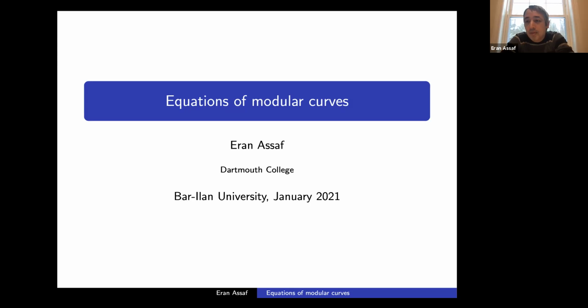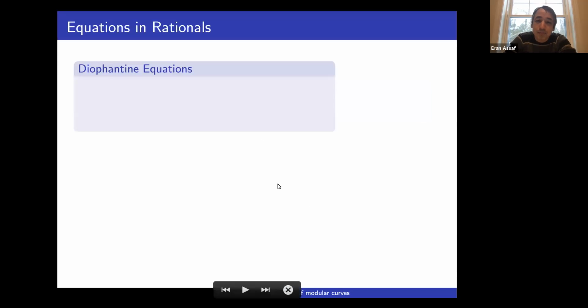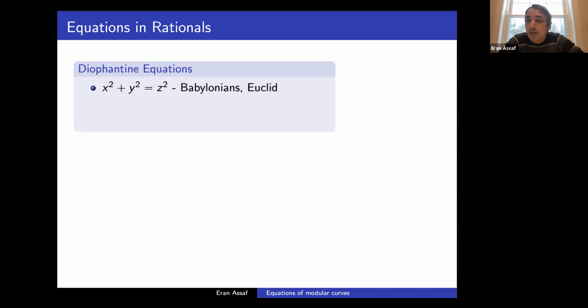So before I talk about equations of modular curves, I would like to tell you a little bit about what modular curves are and why I am interested in their equations. Our story starts with just trying to solve equations. My interest lies in solving equations in rational numbers or integers. These kinds of equations are called Diophantine.